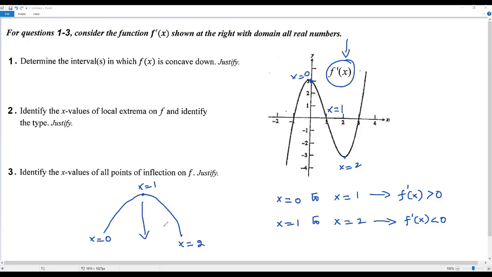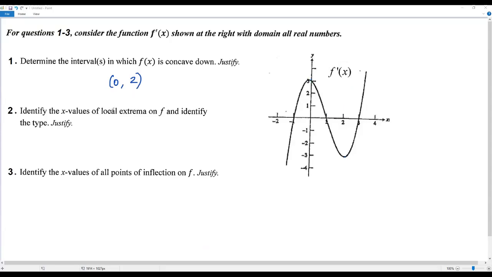From x equals 0 to 2, the graph of the function f of x is concave down. In interval notation, we can write (0, 2). So the interval in which the graph of f of x is concave down is (0, 2). Okay, now let me erase other stuff and answer the second question.